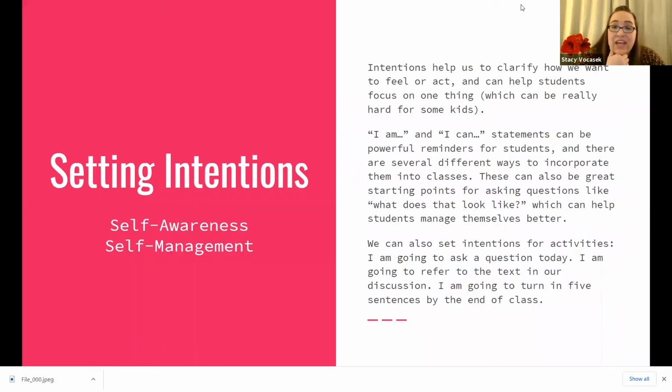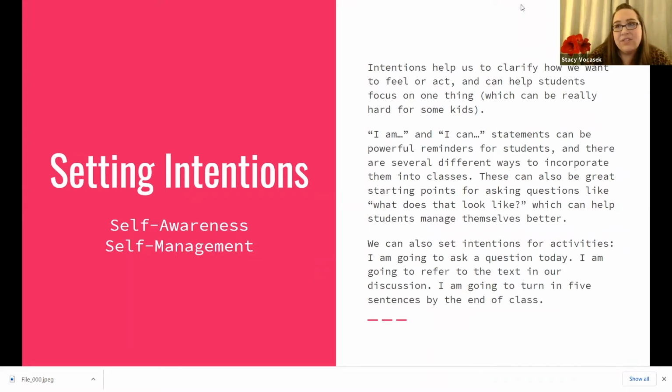And also setting intentions. That's something that we do every class. We set an intention for how we want to feel, how we want to act. We use a lot of I am statements in my classes. So one of them was, I am awesome. And we talked about what it was like to be awesome. I think the other day it was, I am adaptable. And we talked about how we can adapt to different situations. And these don't have to take up a lot of time. It can be a few minutes, but they can be really powerful for kids.